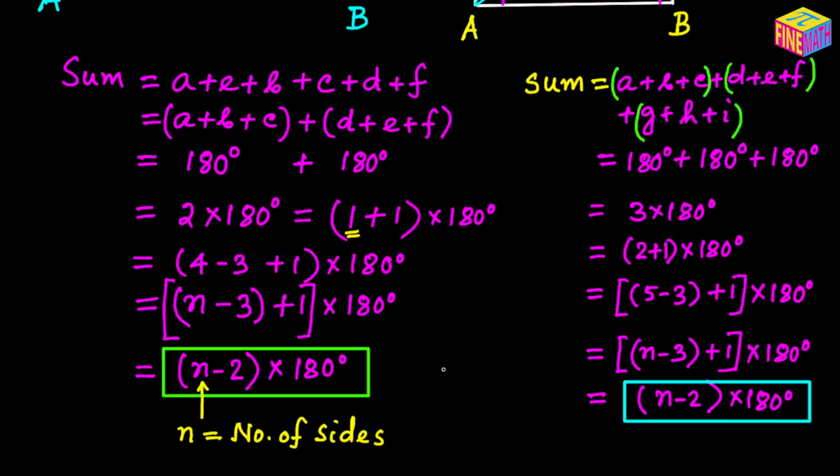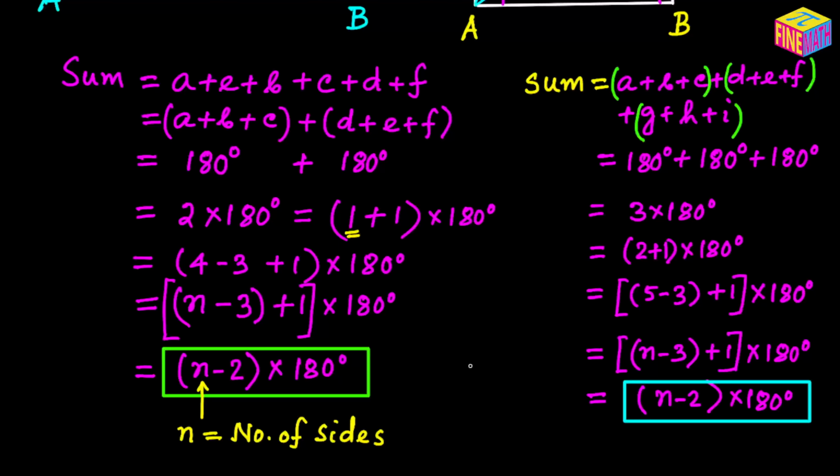You can try the same thing for a hexagon, heptagon, octagon, nonagon, decagon. You will get the same formula. So ultimately, for any polygon, you will see that the sum of the interior angles is n minus 2 times 180 degrees, where n is the number of sides of that polygon.